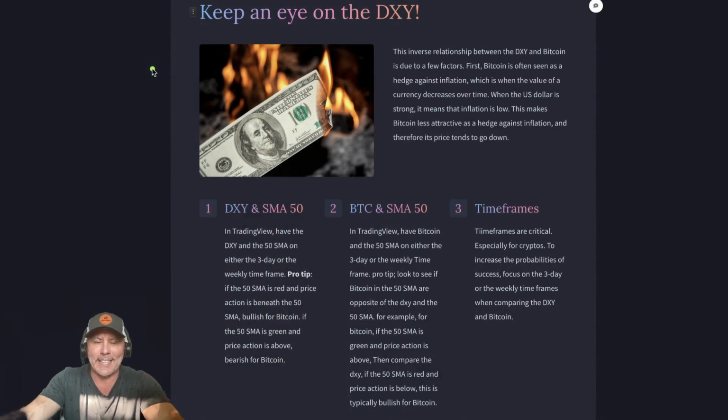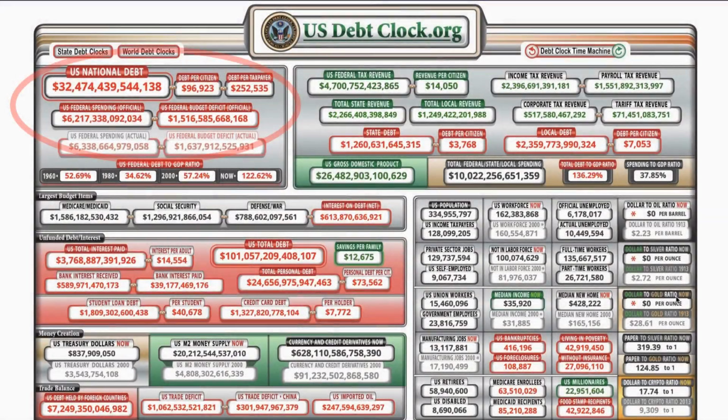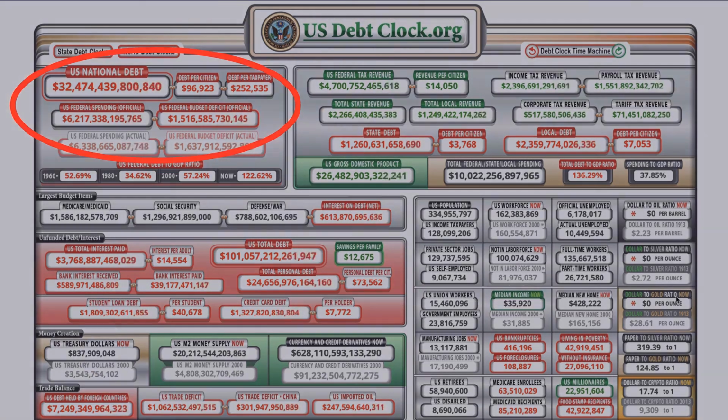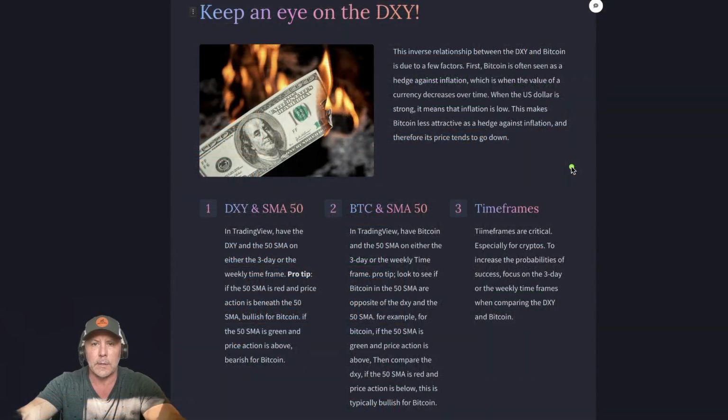Let's talk a little bit about the DXY, or the US dollar. So there's an inverse relationship between the DXY and Bitcoin, or cryptos, and this is due to a few factors. So first of all, Bitcoin is often seen as a hedge against inflation, which is when the value of currency decreases over time. So when the DXY, or the US dollar, is strong, it means that inflation is low, and this makes Bitcoin less attractive as a hedge against inflation, and therefore the price tends to go down.